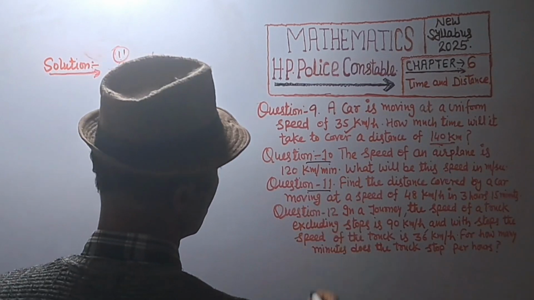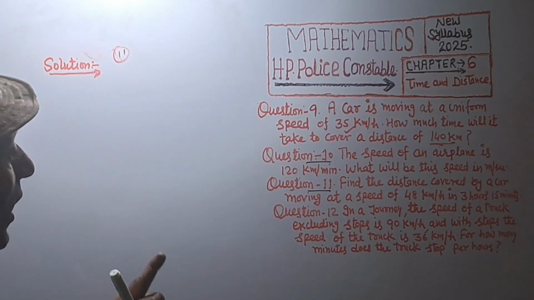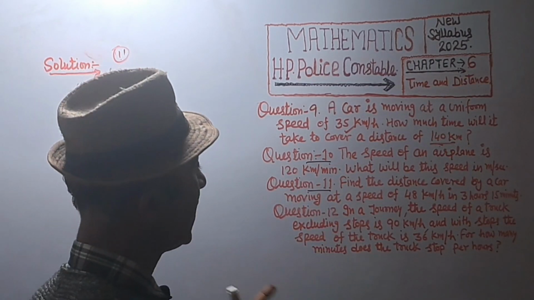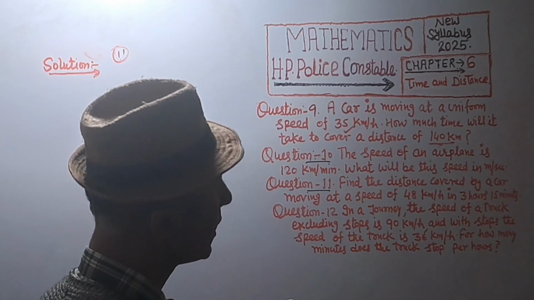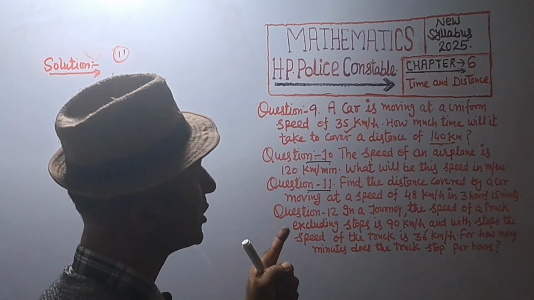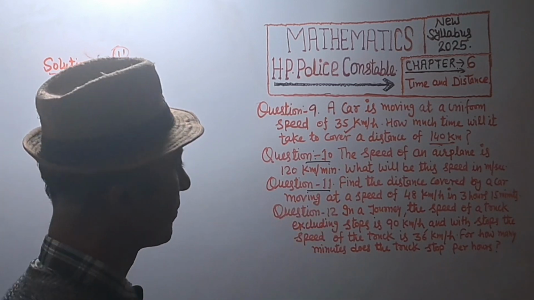Answer. Question number 11. Find the distance covered by a car moving at a speed of 48 km per hour in 3 hours 15 minutes.